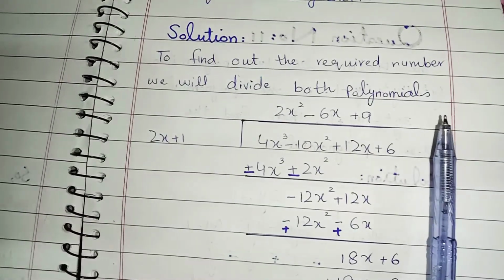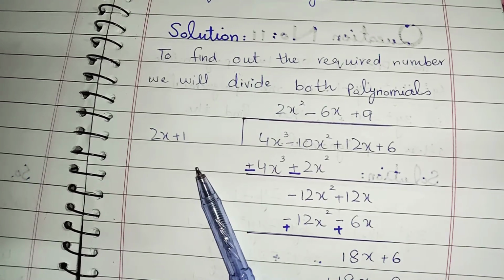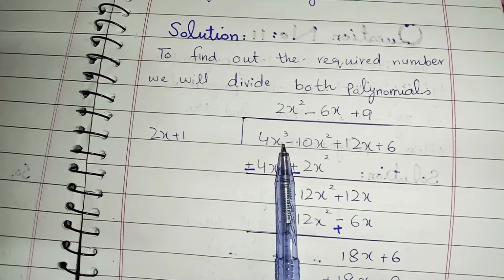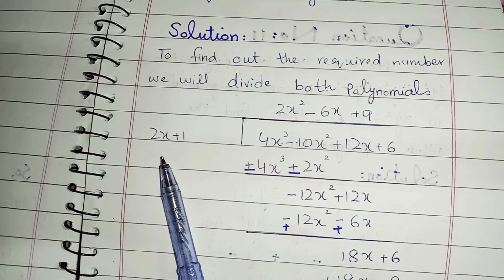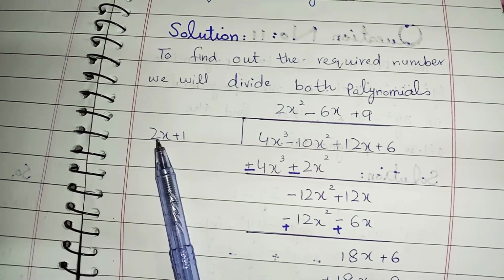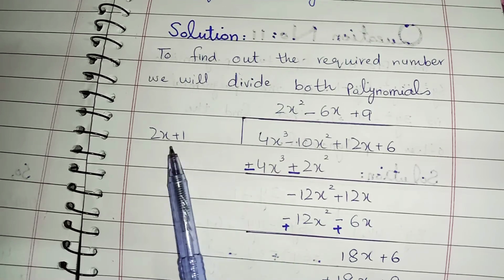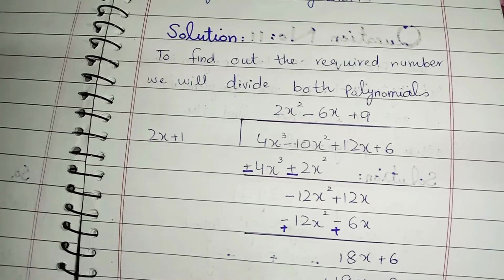Now, as you can see, here is our dividend polynomial and here is our divisor polynomial. First term of divisor is 2x and first term of dividend is 4x cube. Then we have to find our term. When we multiply with 2x, we get 4x cube. The term is 2x square. We will multiply the complete divisor polynomial with 2x square.